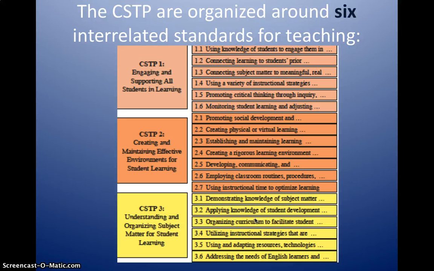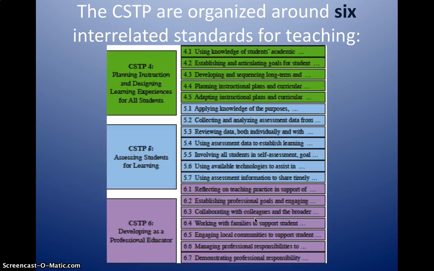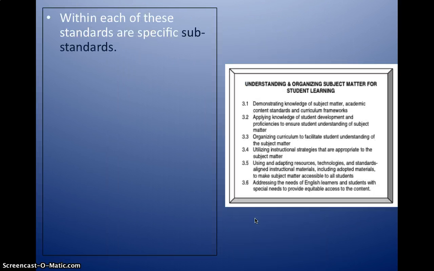The CSTP are organized around 6 interrelated standards for teaching. Standard 1, engaging and supporting all students in learning. Standard 2, creating and maintaining effective environments for student learning. Standard 3, understanding and organizing subject matter for student learning. Standard 4, planning instruction and designing learning experiences for all students. Standard 5, assessing students for learning. Standard 6, developing as a professional educator. Within each of these standards are specific substandards.